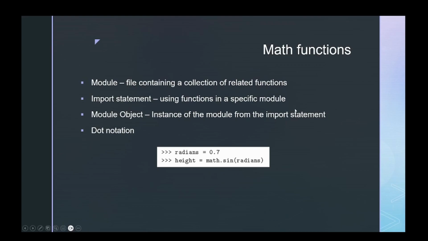Like you can see here, we've got math.sin, and we're sending it radians. That's going to return back what the sine of 0.7 is, and we're going to store it in height. We're going to see the dot notation a lot more as we move on, but just know that if it is a function within a module, we use the dot.